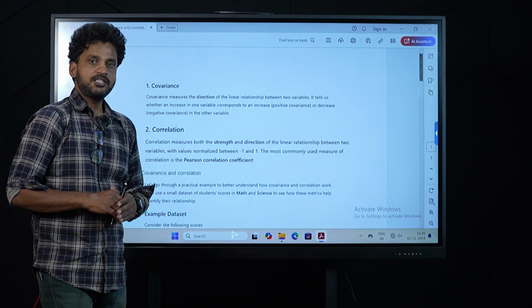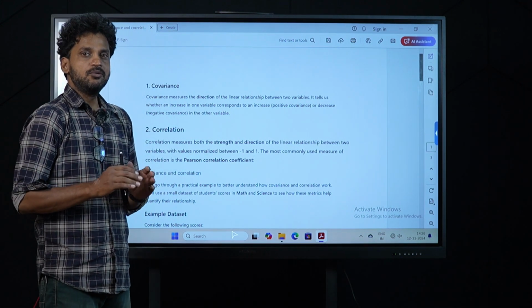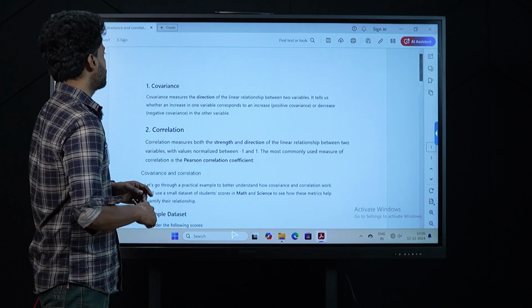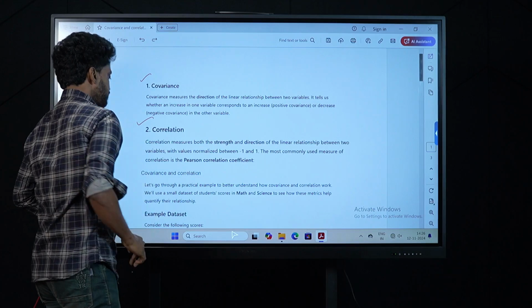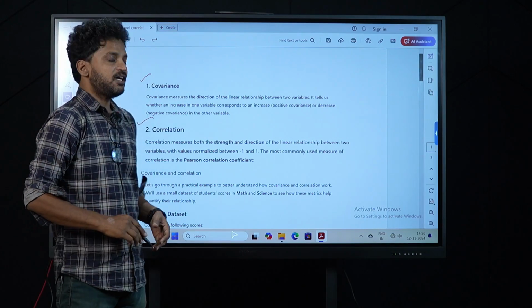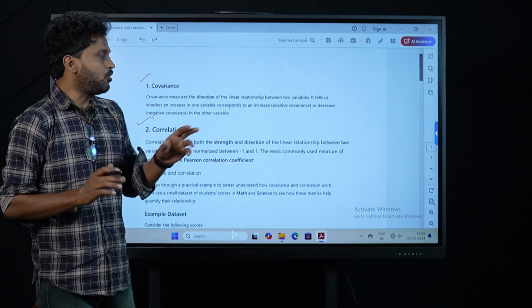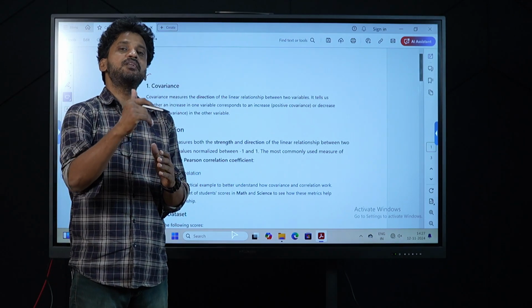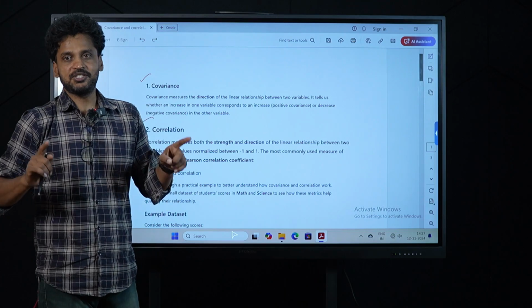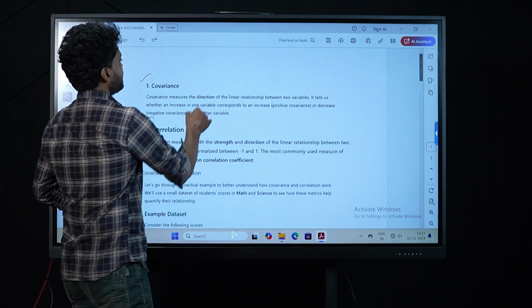Hello all, in this session we are going to understand two more important terms in statistics. One is covariance and one more is correlation. What is it with this correlation and covariance? Covariance is going to tell you the relationship between two variables in a data set. Let us take x and y.